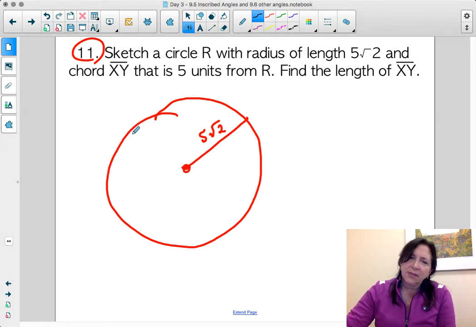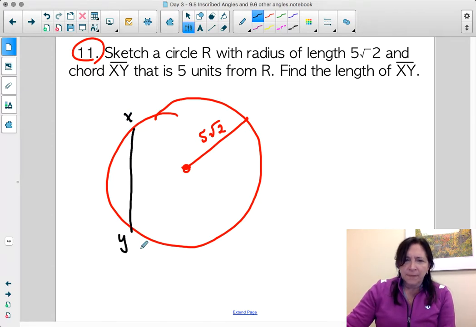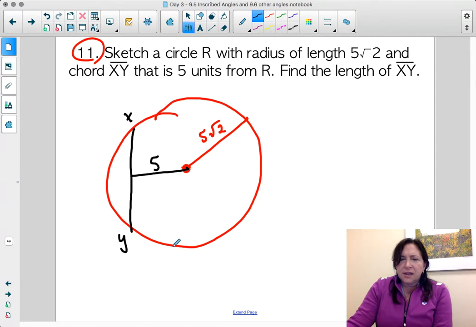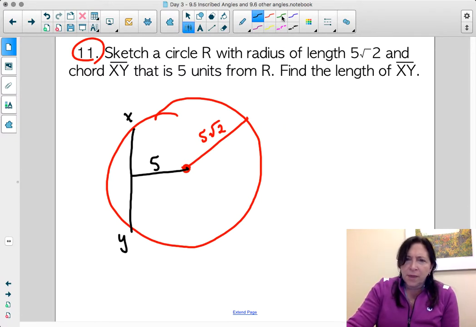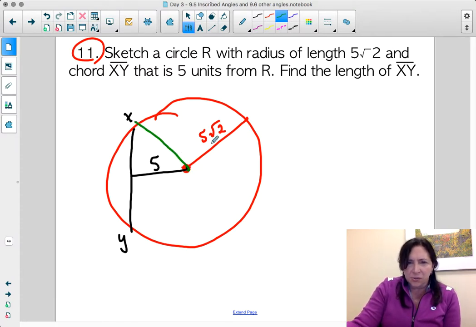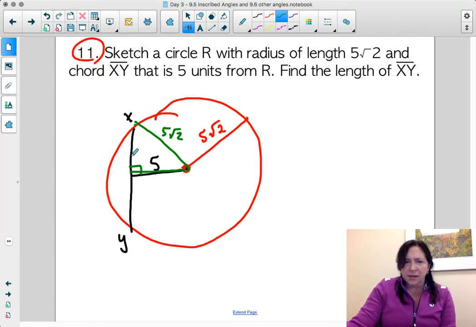I want you to be smart in how you're going to draw your shapes. Now think about this. Chord XY. There's X, there's Y. And that chord is 5 units from my center. Drawing my chord over here, not attached to my radius, is not beneficial for solving the problem. So the best case scenario here is to attach your radius, which is 5 root 2, to your chord. You know that because this is the distance here, that it does bisect it.